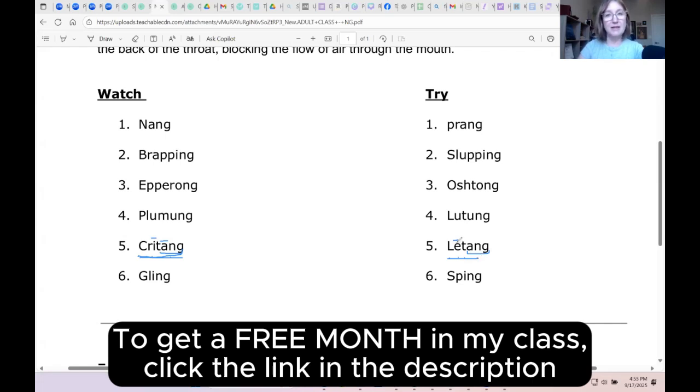All right, so this E is going to make its long sound E because one of the next 2 letters is another vowel. A and G says ang. So we have O, E, T, ang. Leetang, leetang.